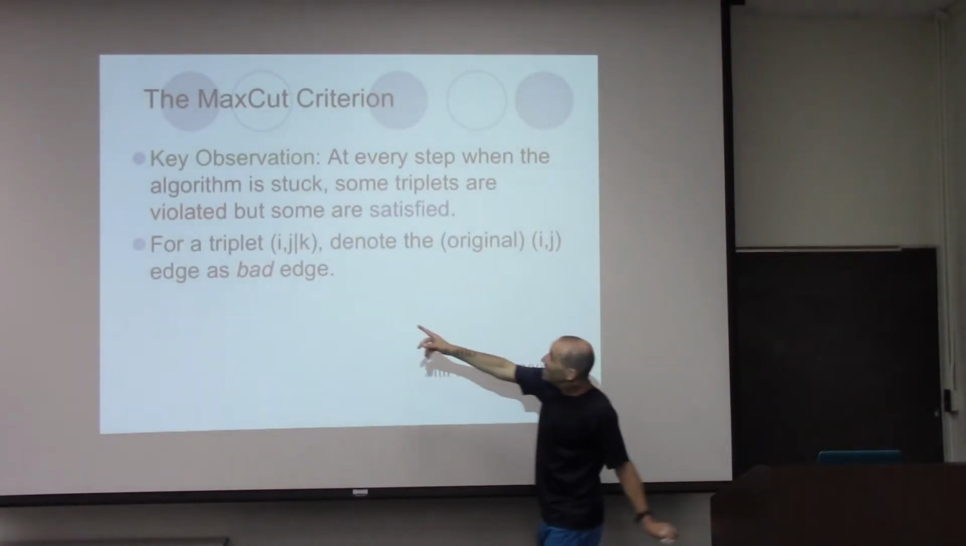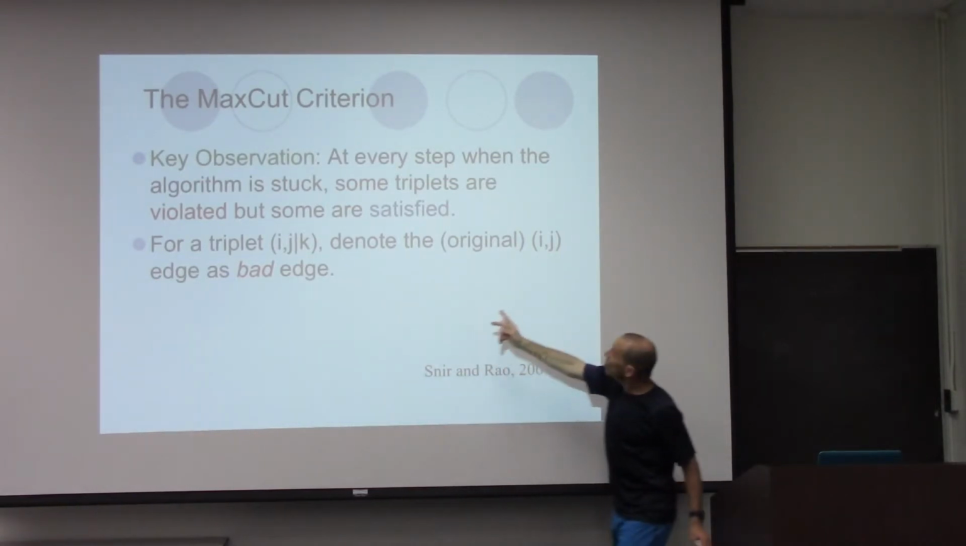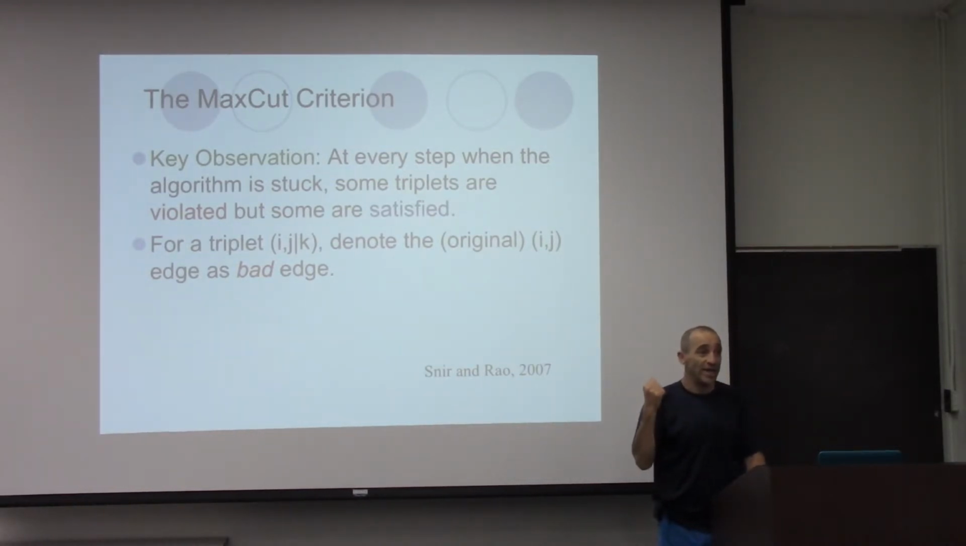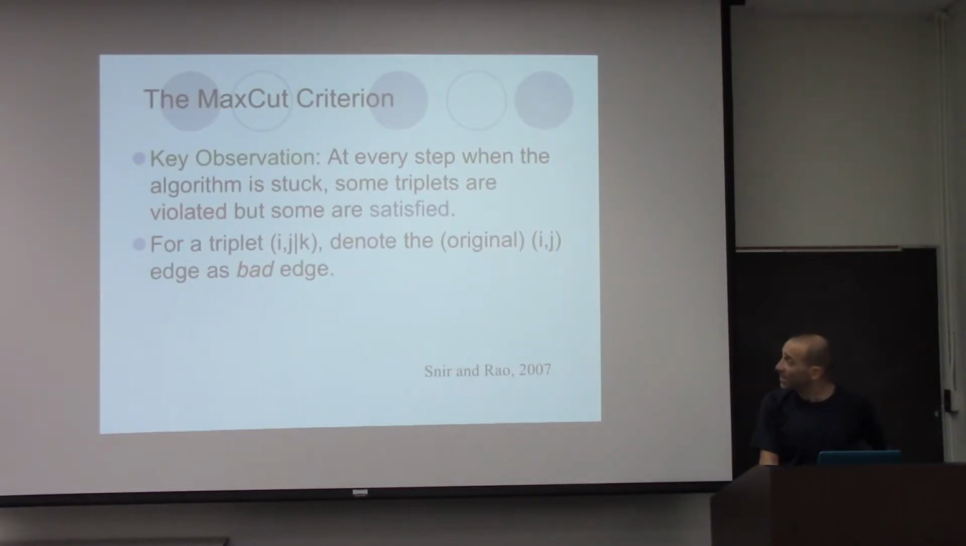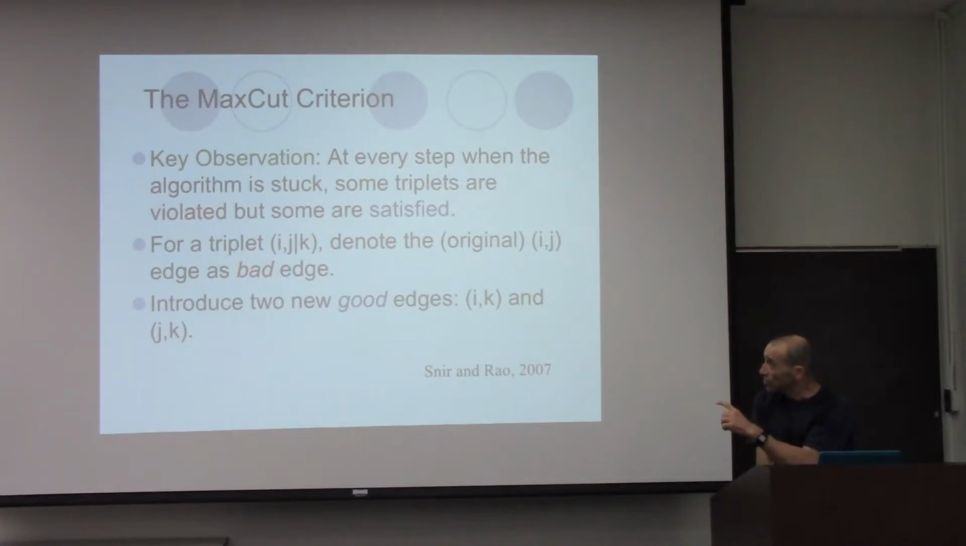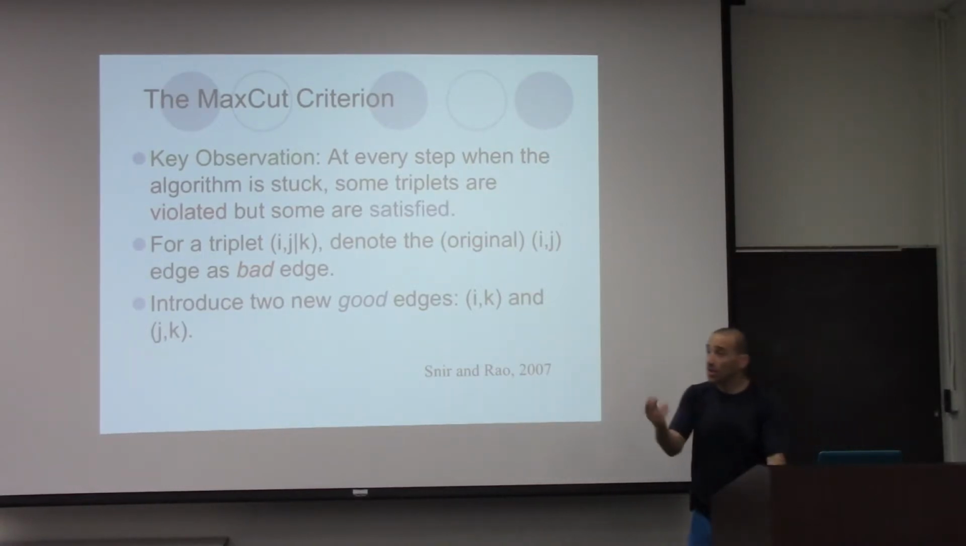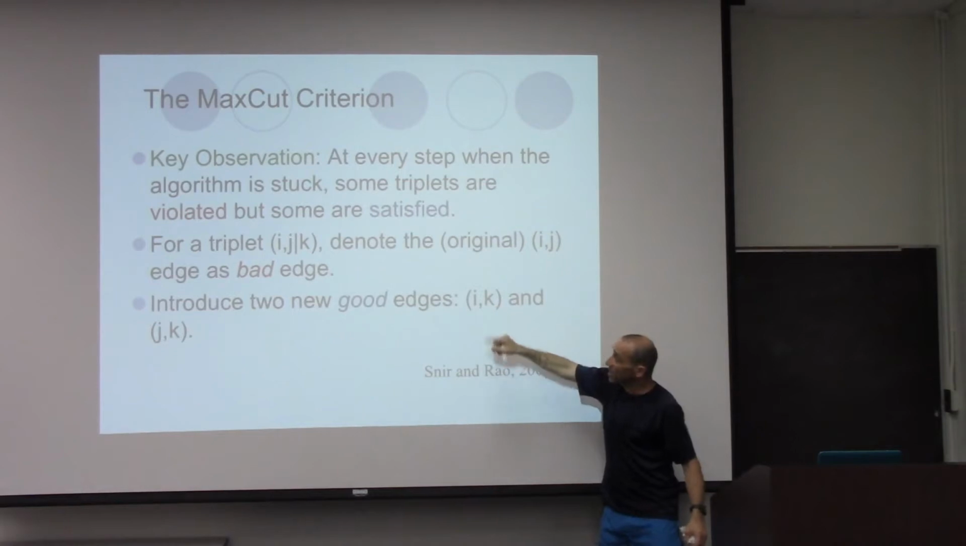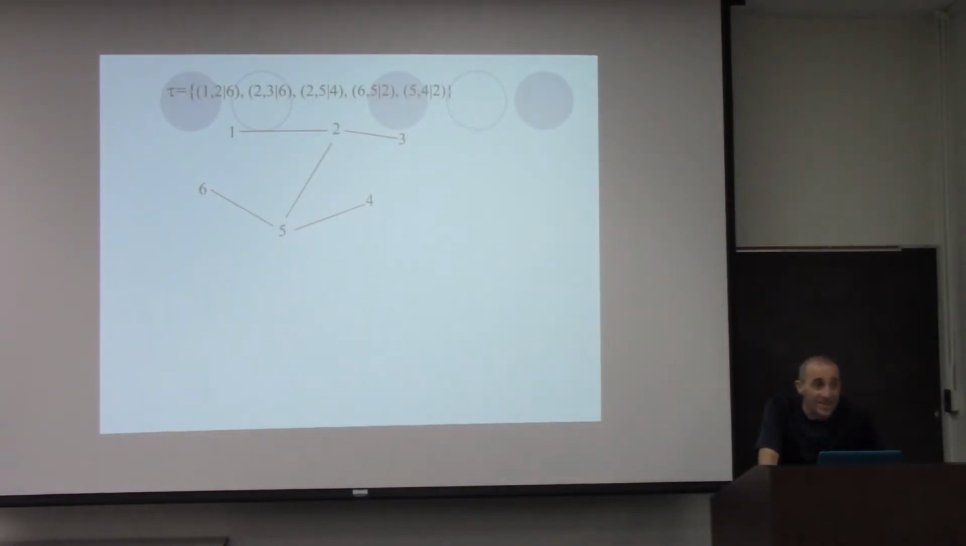For a triplet ij bar k, denote the original ij edge as the bad edge. This is the original or traditional edge of Ailon et al. Okay, this is the bad edge. But introduce 2 new good edges. We have some more information in the input. Why disregard it? ik and jk. So these are the traditional, original bad edges. However, these are the new good edges, okay, that now augment the situation with much more information.